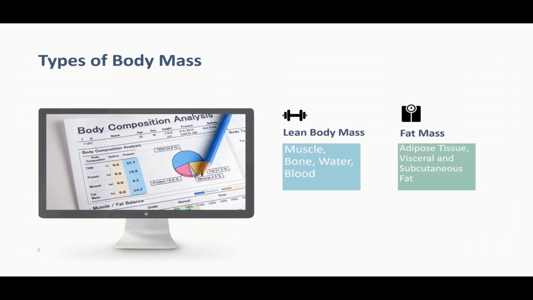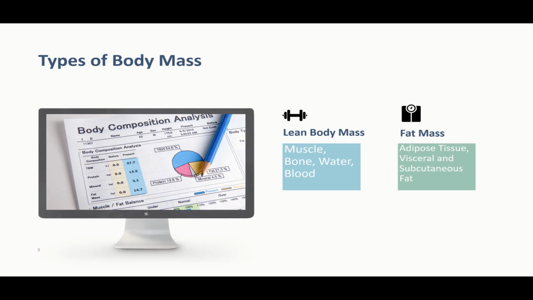Okay, so if we take a closer look at the types of body mass, as identified, we've looked at lean body mass and fat mass making up our total body weight. But if we break those down and we look at lean body mass, for example, we can see there are 4 constituents to that lean body mass. First off, we have muscle, which actually makes up the highest percentage of our lean body mass. This is our skeletal muscle mass, which we're able to contract to produce force and movement.